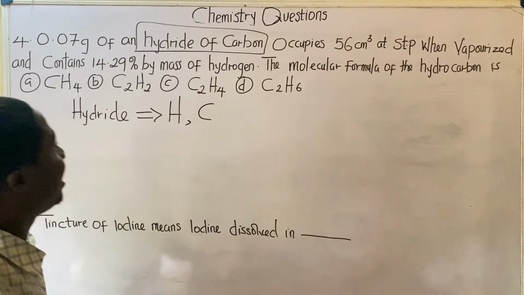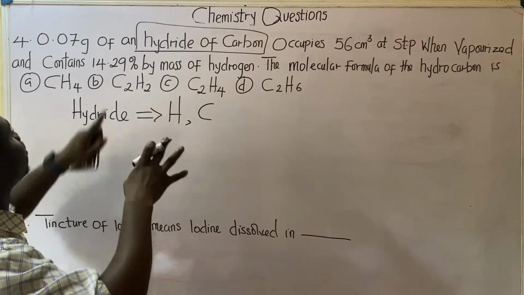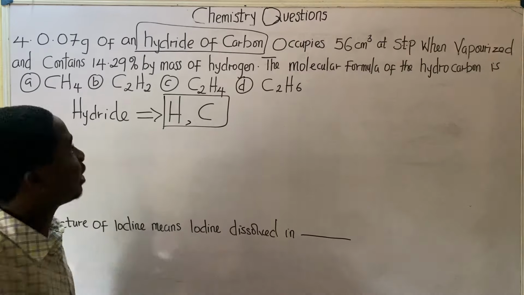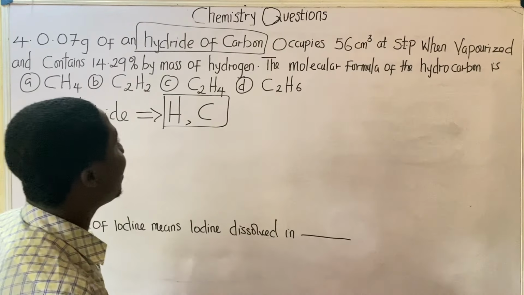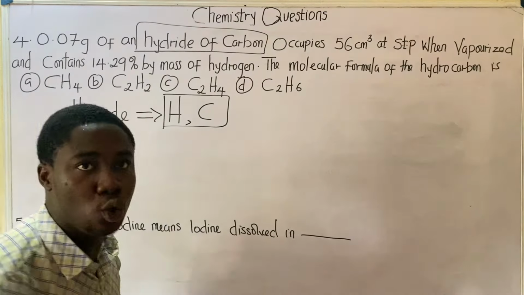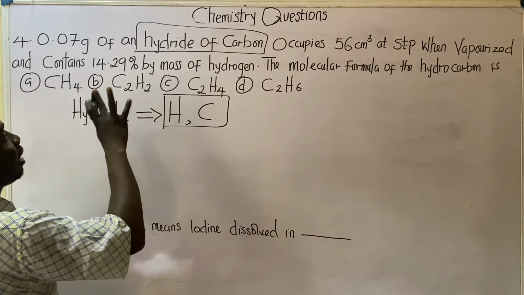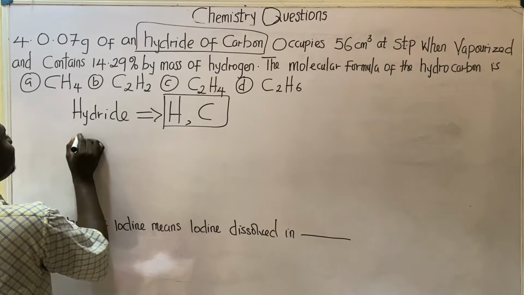It's very important. 0.07 grams of hydride of carbon means it is simply hydrogen and carbon together, which occupies 56 centimeter cube at STP. They told us that this particular hydride of carbon occupies what?